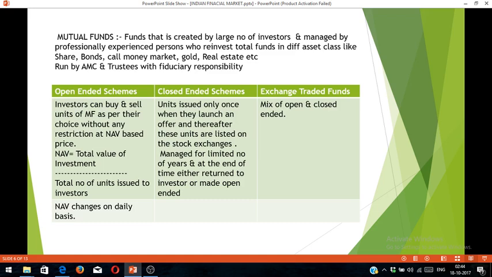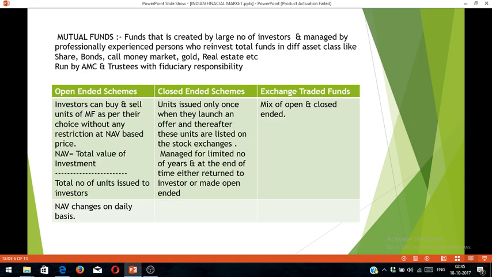What are closed-ended schemes? In a closed-ended scheme, units are issued only once when they launch an offer, and thereafter these units are listed on the stock exchange. These units are managed for a limited number of years, and at the end of the term are either returned to the investor or made open-ended. First, let me explain this closed-ended scheme. In this scheme, you invest only once, and after investment, whatever you have invested comes under the list of the stock exchanges. Whatever units you have purchased are listed on the stock exchanges.